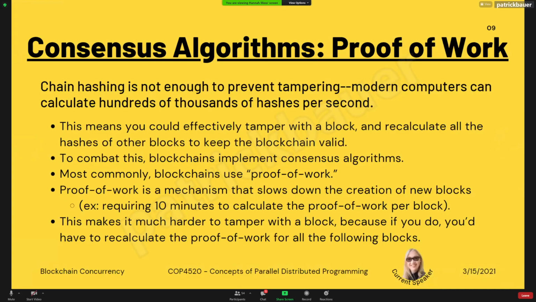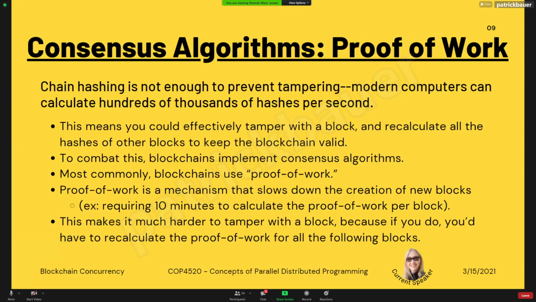Now, this alone isn't enough to prevent tampering. Modern computers can calculate hundreds of thousands of hashes per second. This means you could just tamper with a single block and very quickly recalculate all the hashes of the other blocks to keep the entire chain valid, even after tampering.